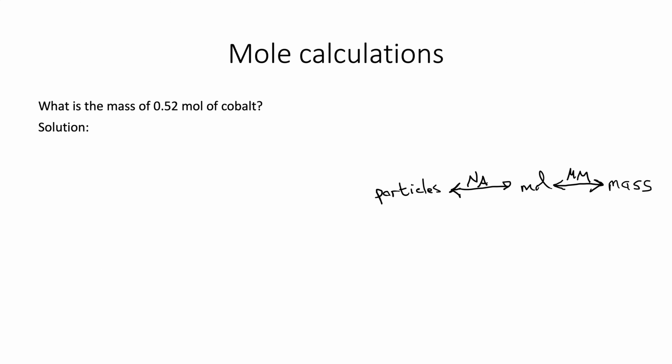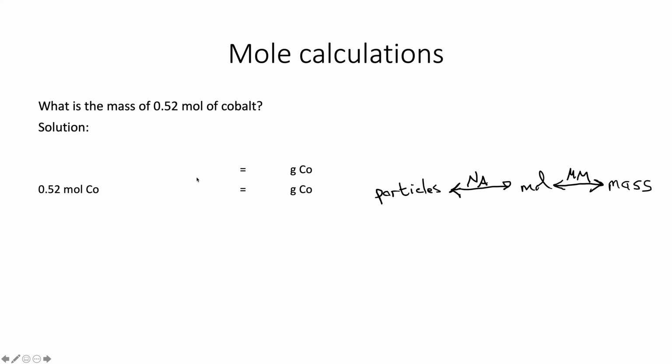So let's go the other way. The mass of 0.52 moles of cobalt. Again, what will the units of the answer be? That's right. And again, get in the habit of not just writing grams, but grams of cobalt. You'll see why as we progress. And then we're going to start with 0.52 moles.